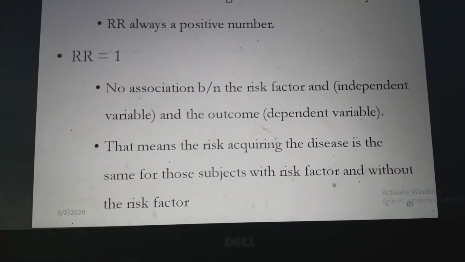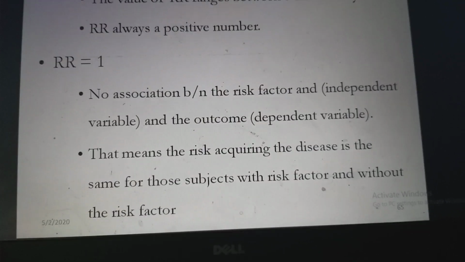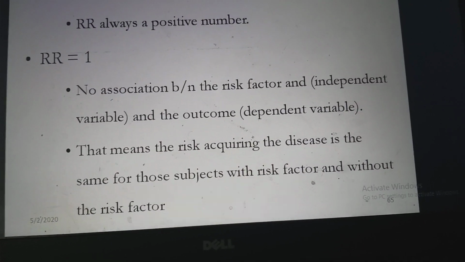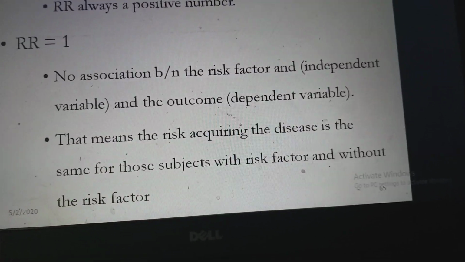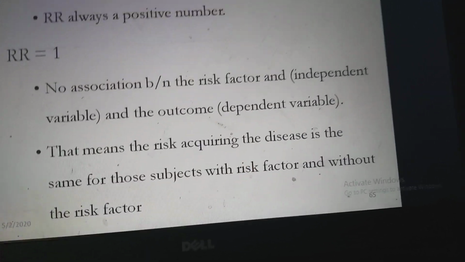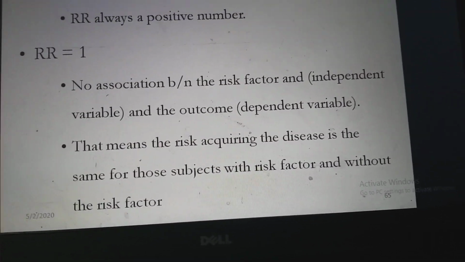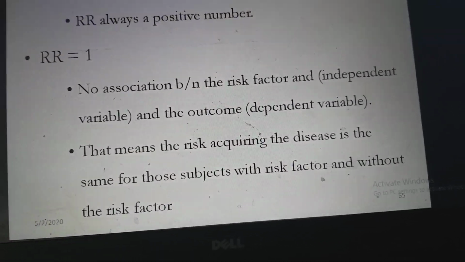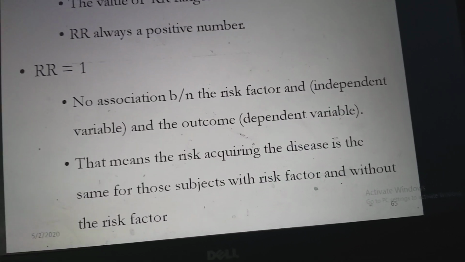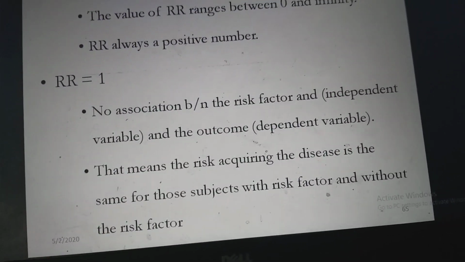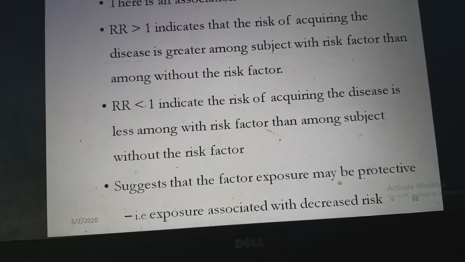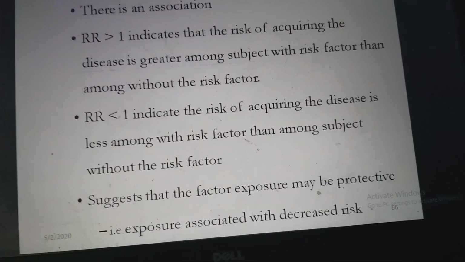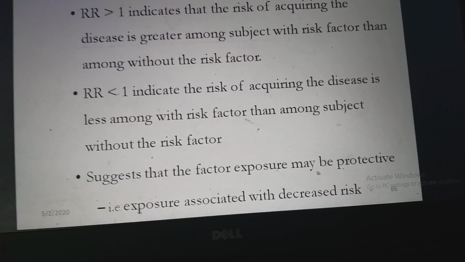That means there is no relationship at all between the risk factor and the disease. The risk is the same for those individuals with the risk factor and without the risk factor. That means A over A plus B and C over C plus D are equal if it is 1. If it is not 1, there is a relationship. It can be greater than 1, or it can be less than 1.